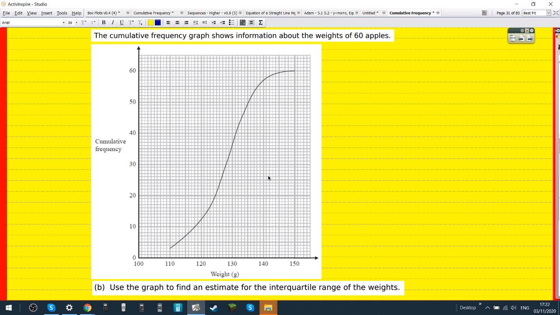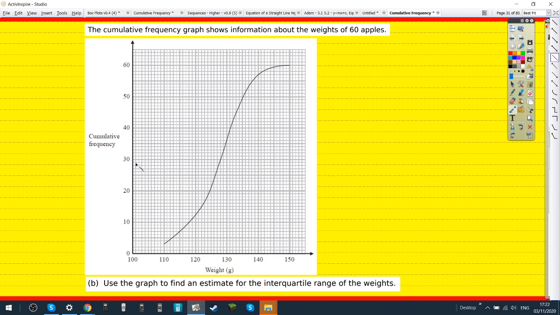Interquartile. I do not know how you do that. So the median, so it's 60 apples. So the median would be that one. The lower quartile is like the median of the bottom half. The upper quartile is like the median of the top half.